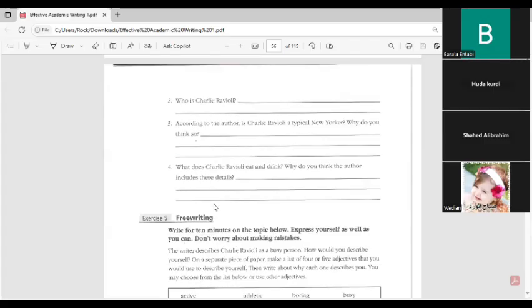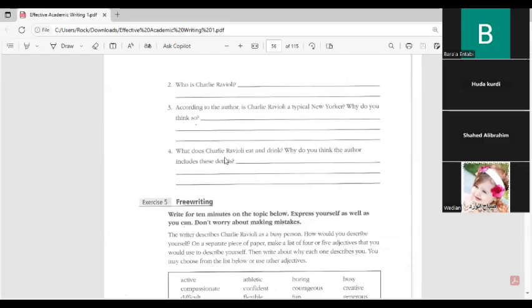And according to the author, Charlie Revilio is a typical New Yorker. Why do you think so? Why do you think that he is typical? Typical, like he is casual or a normal person. Because I think he is always too busy, maybe.